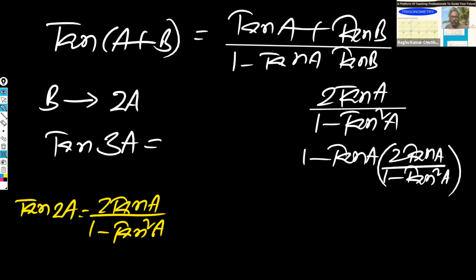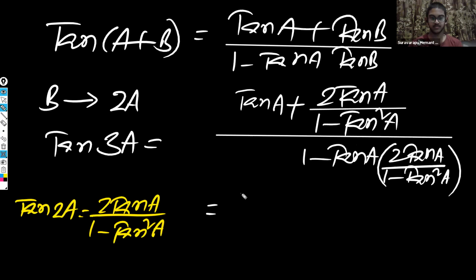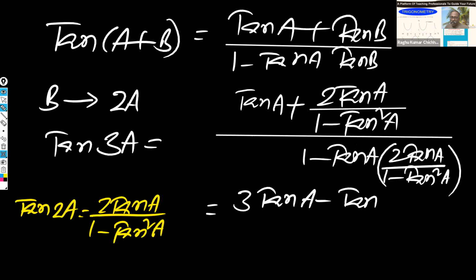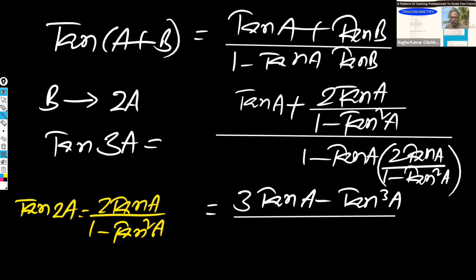Tan A plus... That's it. Now, the final formula I'm writing directly. You have to take the LCM here and simplify. This becomes 3 tan A minus tan cube A upon 1 minus 3 tan square A. Just open the formula sheet I gave you. This is the final formula.